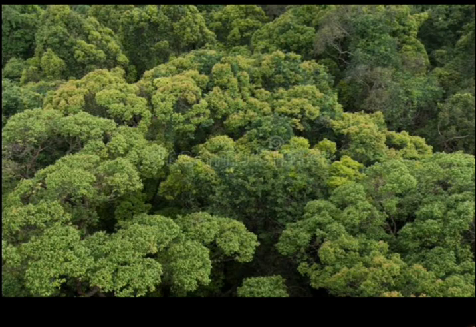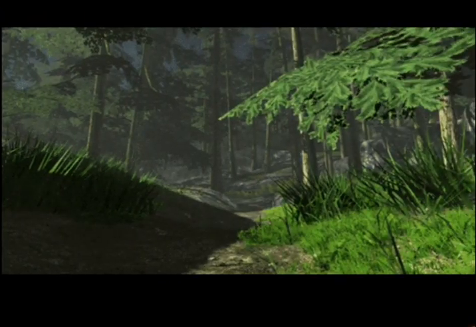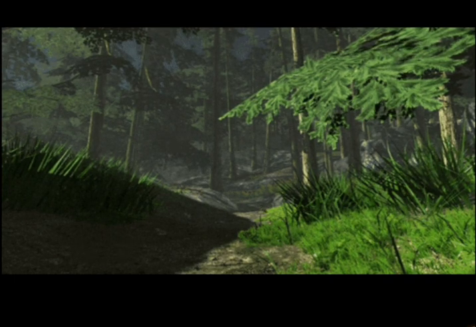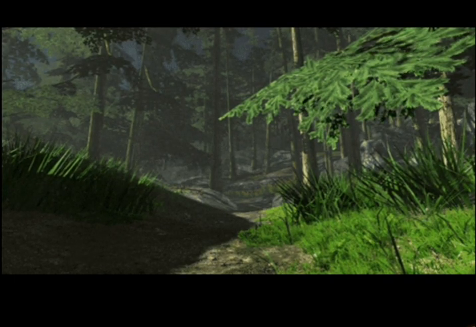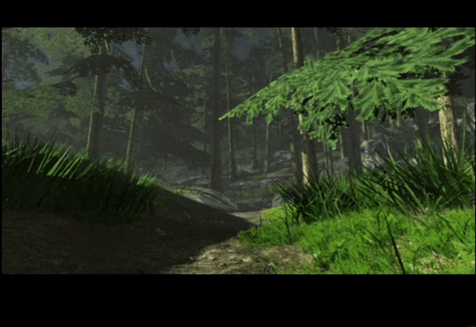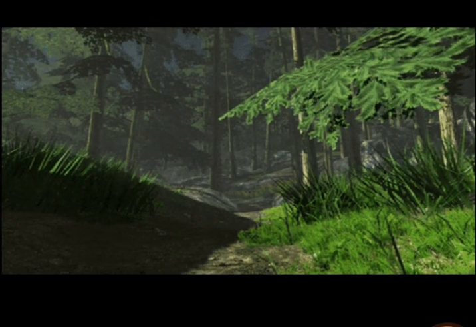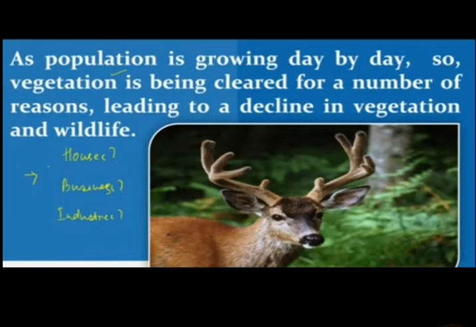Today, there are many more people in the world than there were two centuries back. To feed the growing numbers, large areas of forest have been cleared, okay, to grow crops. So, forest cover all over the world is vanishing rapidly. There is an urgent need to conserve this valuable resource. So, we can say that as the population is growing day by day, vegetation is being cleared for a number of reasons, leading to a decline in vegetation and wildlife, just like houses, okay, then business purposes, then industries and all.